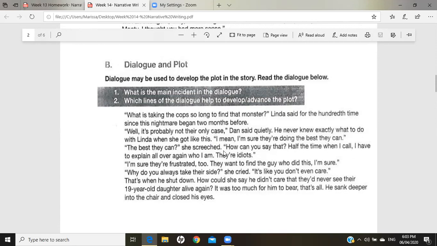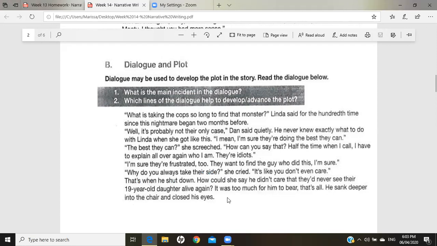Half the time when I call, I have to explain all over again who I am. They're idiots. I'm sure they're frustrated too. They want to find the guy who did this, I'm sure. Why do you always take their side? she cried. It's like you don't even care. That's when he shut down. How could she say he didn't care, that they'd never see their 19-year-old daughter alive again? It was too much for him to bear, that's all. He sank deeper into the chair and closed his eyes.